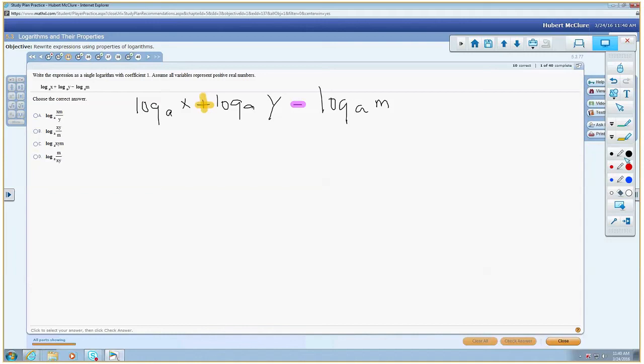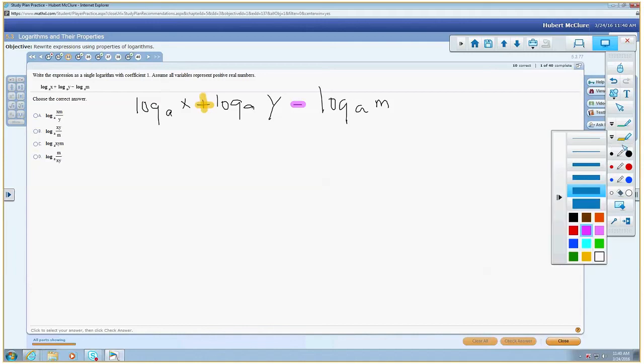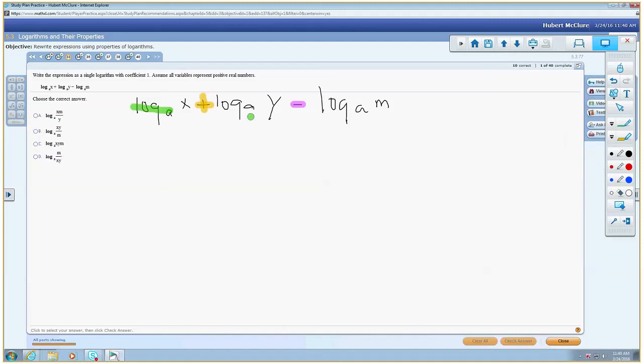But do all three have to be the same? Yes. These all have to be log base A. If they're not log base A, then you might as well just leave them alone. If this was log base M, log base B, and log base A, could you do anything? No. You just leave it like that and say it cannot be done. The bases have to be the same.